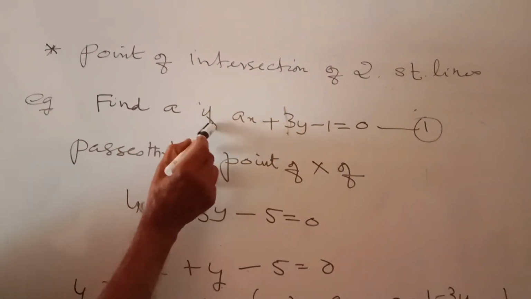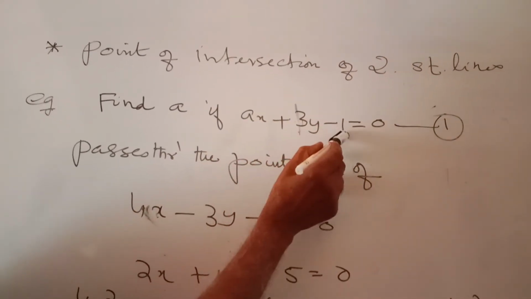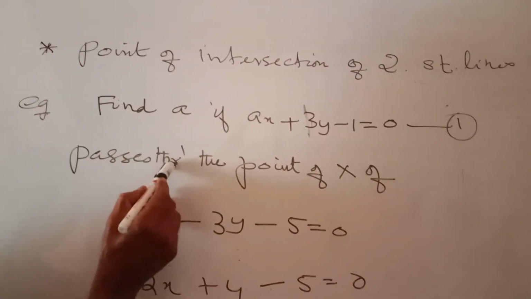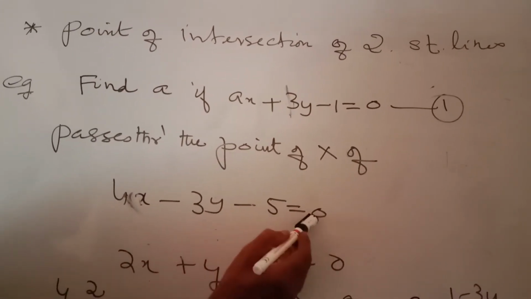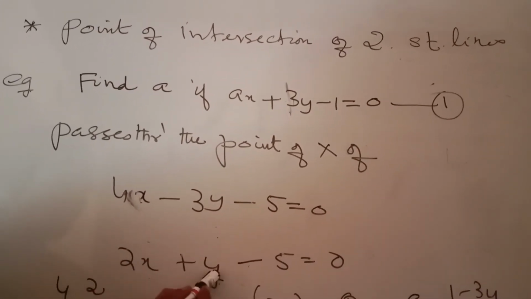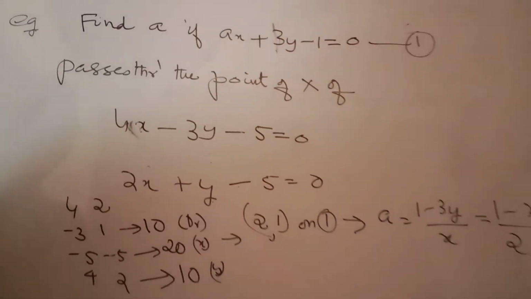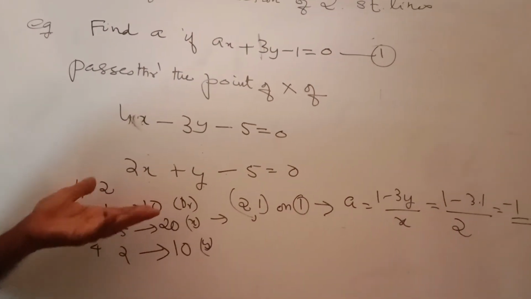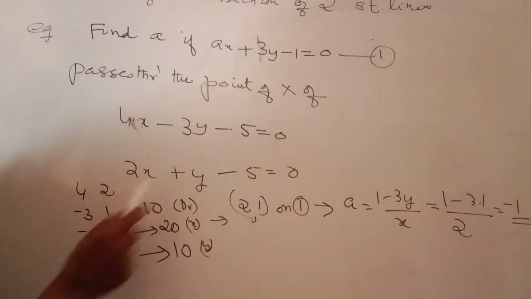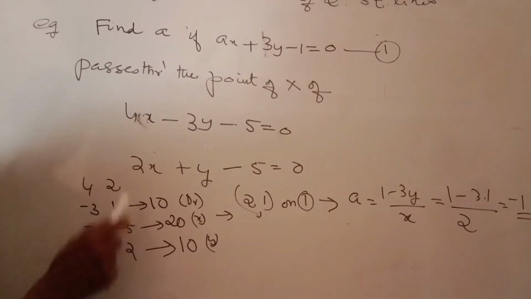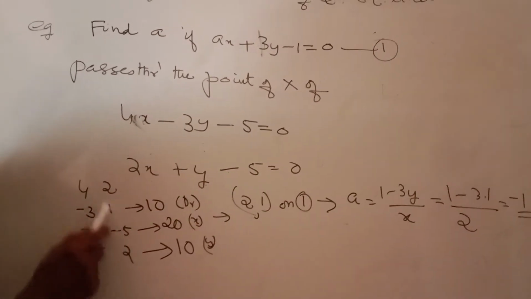Find A if ax plus 3y minus 1 equal to 0 passes through the point of intersection of 4x minus 3y minus 5 equal to 0 and 2x plus y minus 5 equal to 0. Now we find the point of intersection by our determinantal method. 4, minus 3, minus 5, you repeat 4. 2, 1, minus 5, repeat 2.